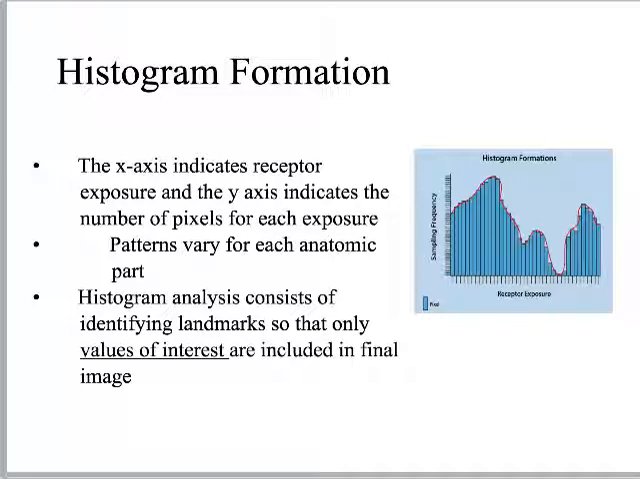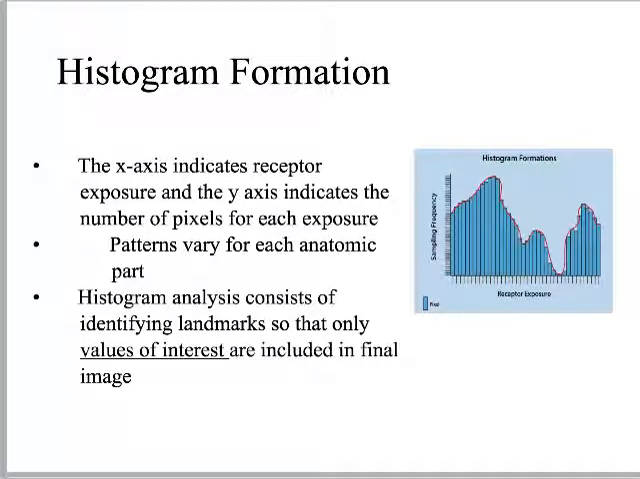Okay? So the x-axis indicates the receptor exposure, the y-axis indicates the number of pixels for each exposure, and the patterns will vary for each anatomic part, right? So the analysis that we're talking about consists of identifying landmarks so that only the values of interest are included in the final image. We have to kind of negotiate these peaks and values, figure out what was actually of use to us for diagnosis, and get rid of anything that wasn't useful, right?